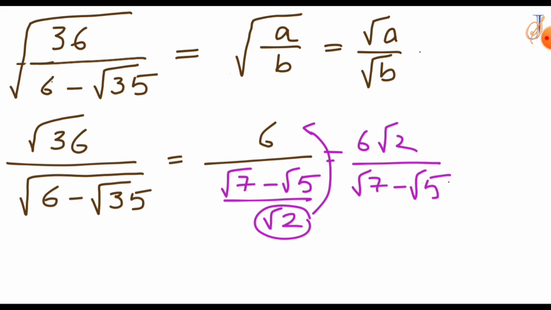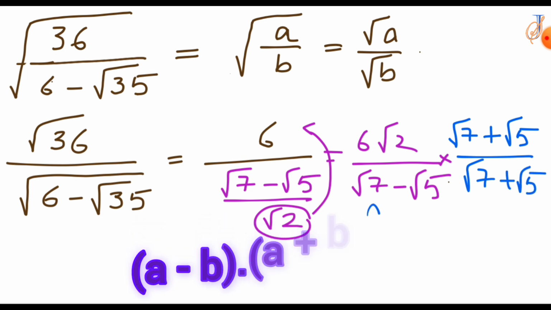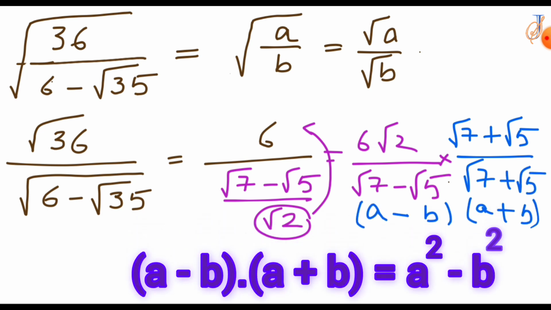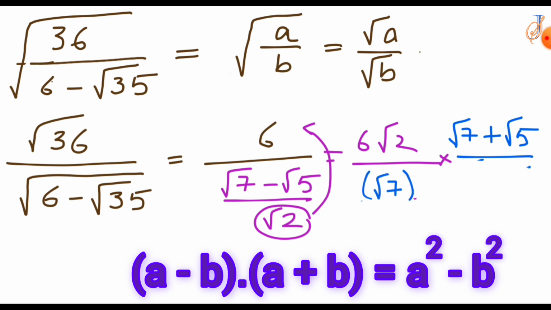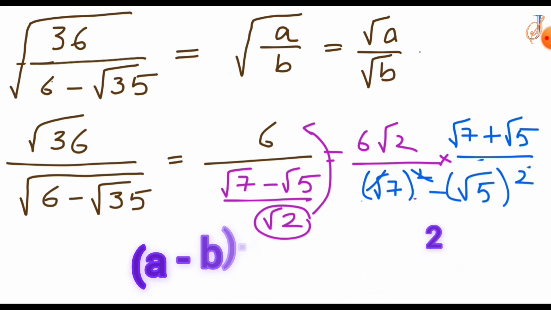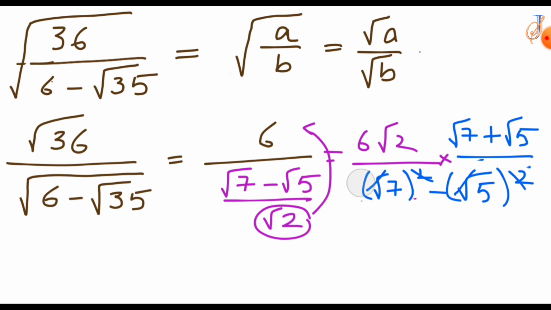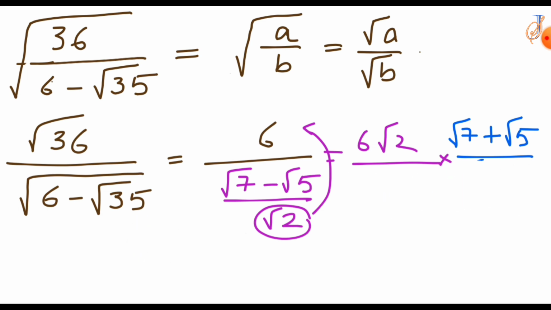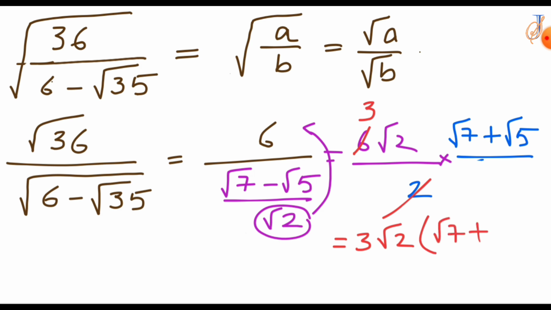If you rationalize this denominator, square root of 7, here we have minus, let's do with plus. At the denominator, it is in the form of a minus b times a plus b. The formula is a square minus b square. That is root 7 whole square minus root 5 whole square. Here square root and square get cancelled, and here square root and square get cancelled. So we are left only with 7 minus 5. 7 minus 5 gives 2. Here after cancelling this, we will get 3 root 2 times root 7 plus root 5.